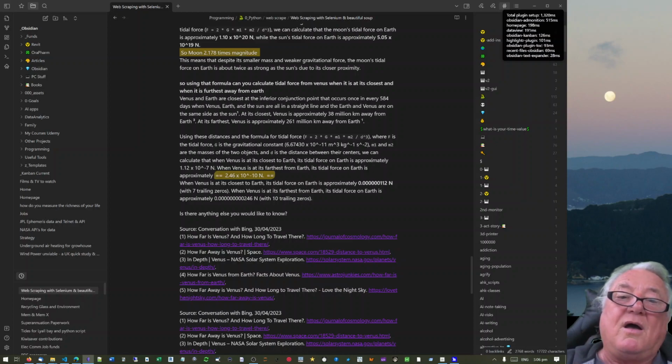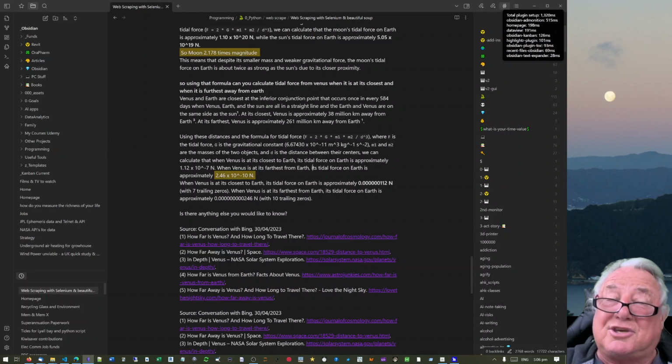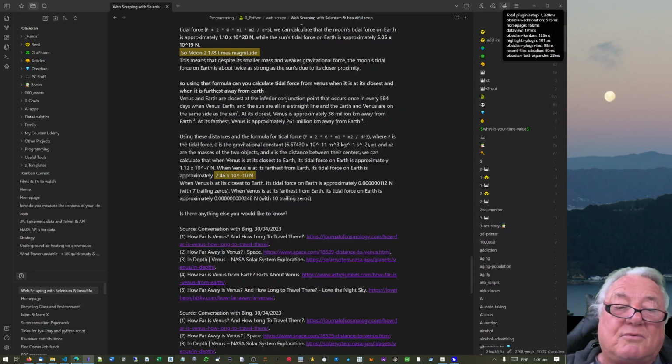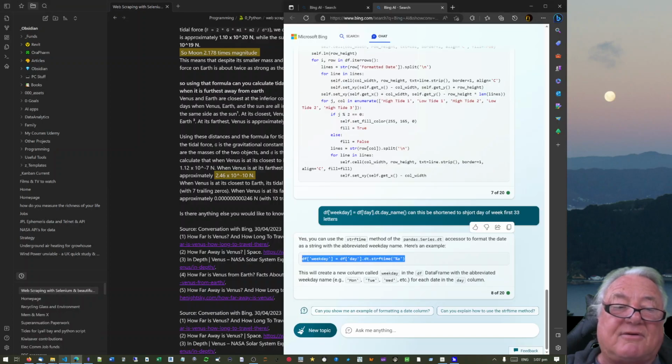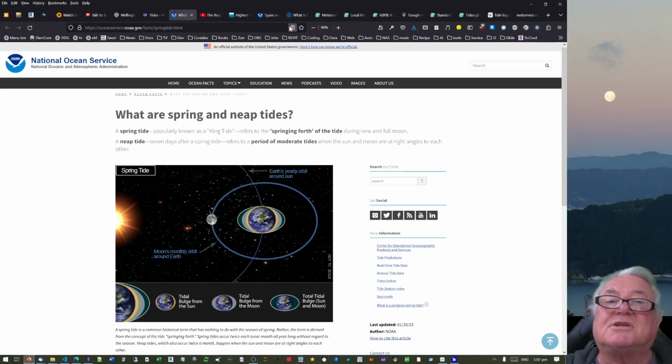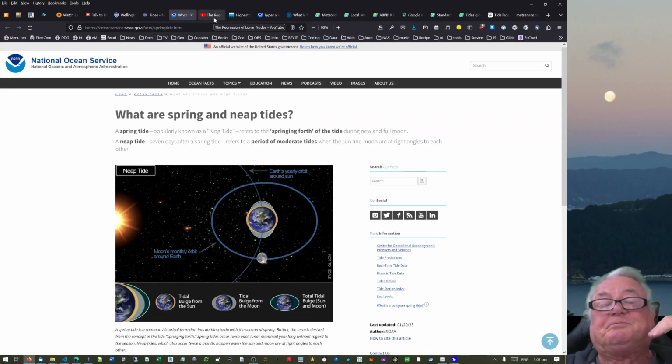And it said, well, Venus, based on all of those numbers through there, is 2.46 times 10 to the minus 10. So that means it's a magnitude of 10 to the 30. So it has no influence at all. It is negligible. But as I was doing that, when I was searching some stuff around for this, I came across a couple of things as well.